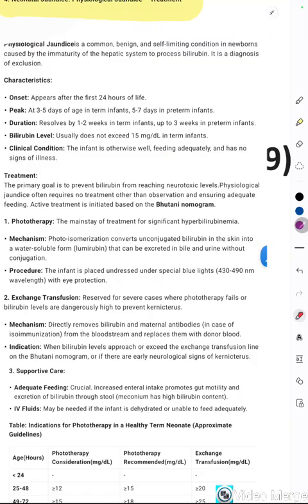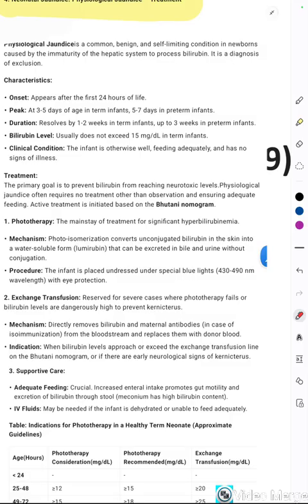Then the management, phototherapy. So phototherapy remains the mainstay of treatment. The phototherapy consists of three important mechanisms, that is photoisomerization, structural isomerization, and photooxidation, out of which structural isomerization is the most important. This will convert the unconjugated bilirubin into lumirubin, and this water soluble lumirubin can be passed out from the body in the form of urine.